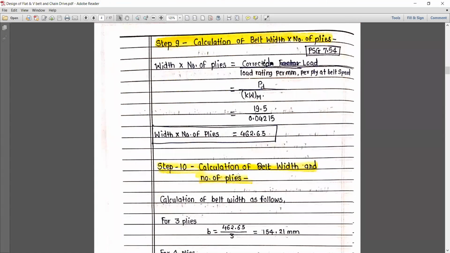Now next, to calculate the belt width multiplied by the number of plies. That equation we can calculate, or the multiplication value we can calculate, by using PSG page number 7.54.